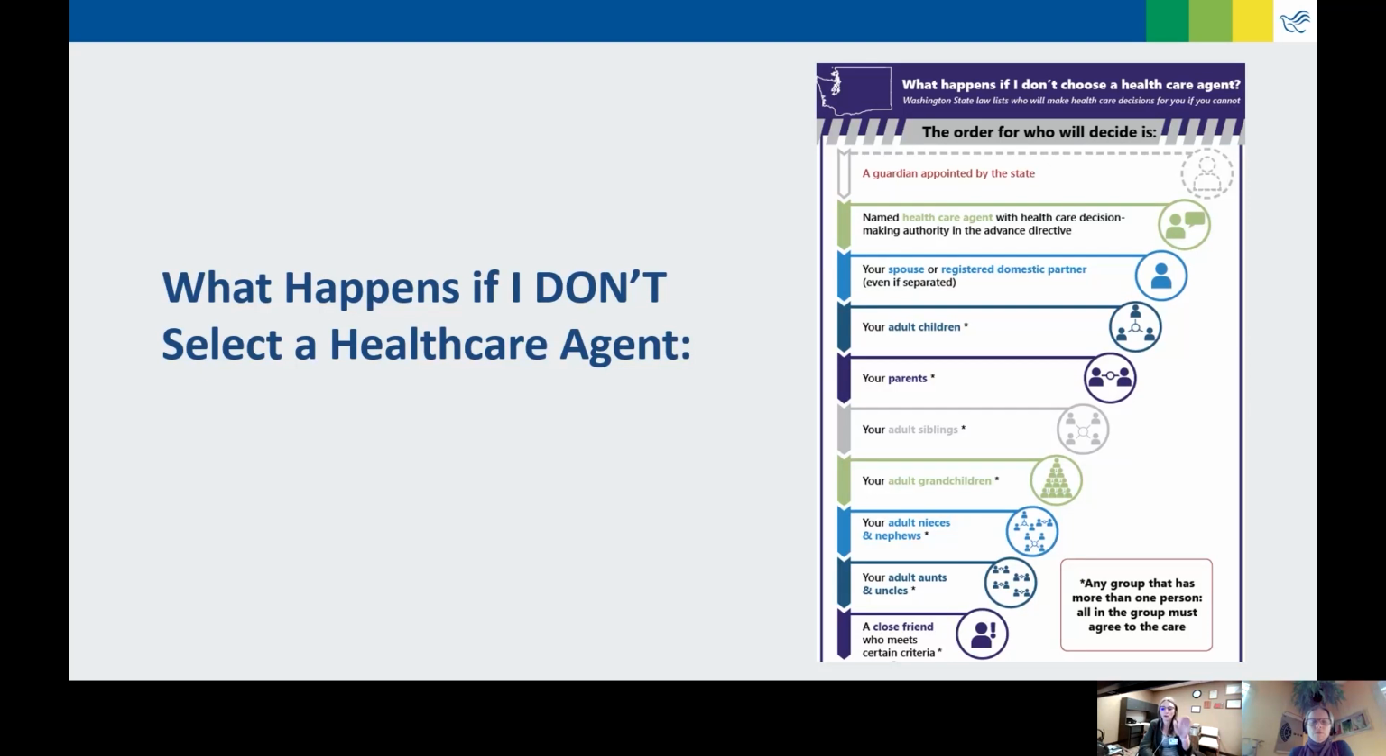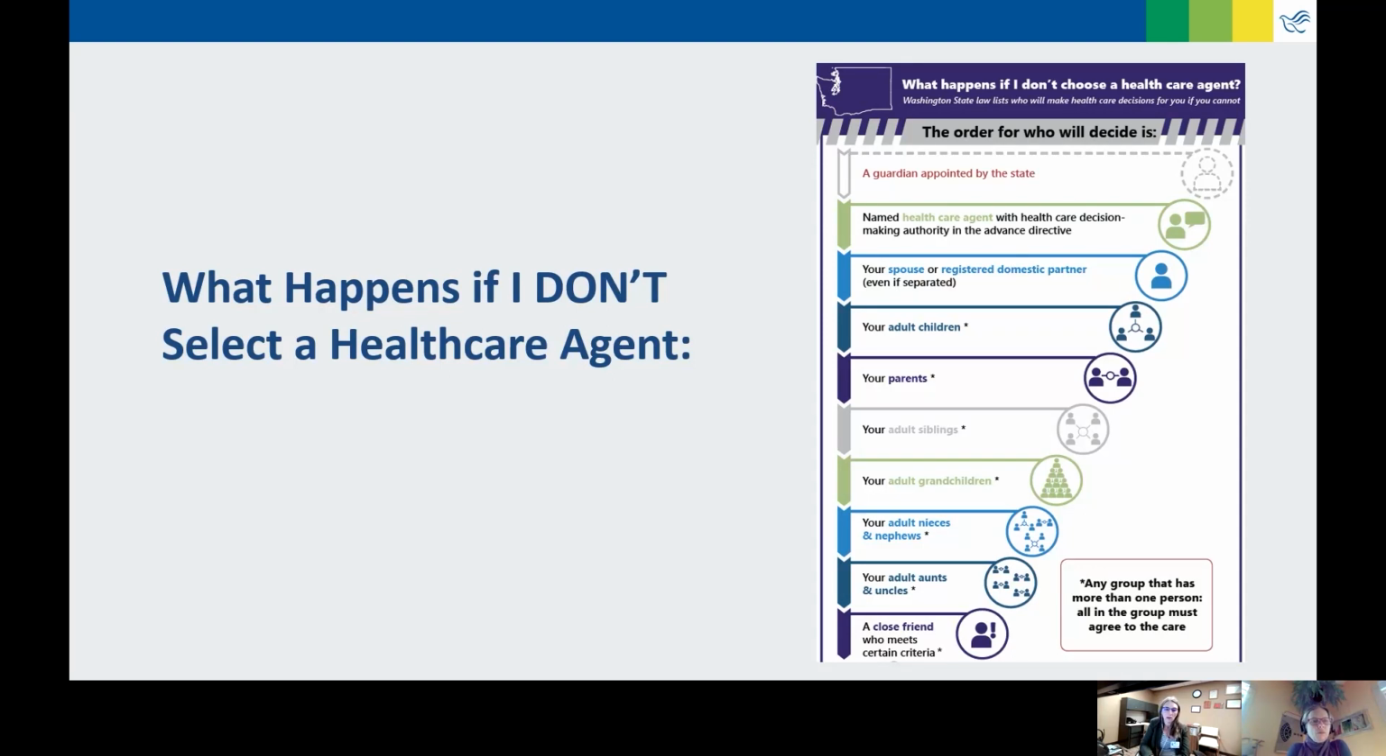So regardless of who falls down the list or who wants to be involved down the list, if you have a named healthcare agent on an advanced directive or a legal durable power of attorney for healthcare document, that person becomes the legal decision maker. If you don't have one, you'll see there in the top blue part, it says your spouse or registered domestic partner, even if separated. So, in the absence of a named healthcare agent, the spouse or registered domestic partner would then become the decision maker.